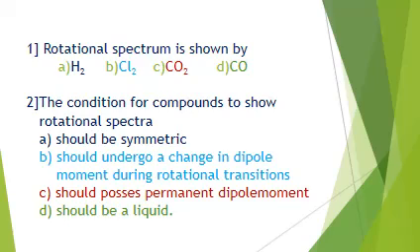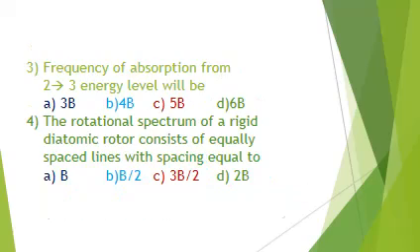Second question. The condition for a compound to show rotational spectra: A should be symmetric, B should undergo change in the dipole moment during the rotational transition, C should possess permanent dipole moment, D should be a liquid. We already discussed that to get rotational spectra, the molecule should possess a permanent dipole moment. Therefore, option C is correct.